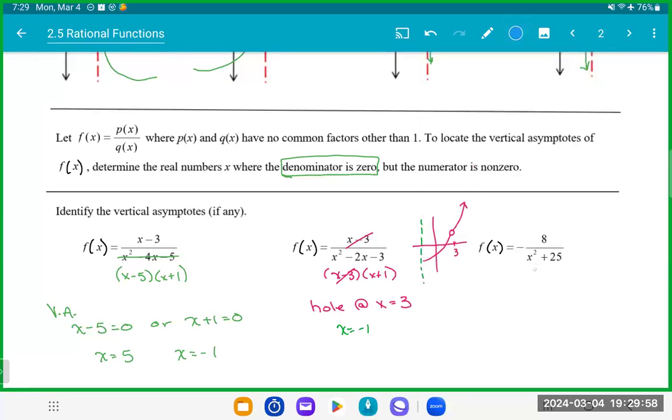Okay, so for this last one, we have x squared plus 25 can never equal 0 because one, the 25 is positive, and two, anytime you square something, it is also positive. So this will never equal 0 because there's no value you can put here for x squared that makes that denominator 0. So in this case, you would have no vertical asymptote. Question.